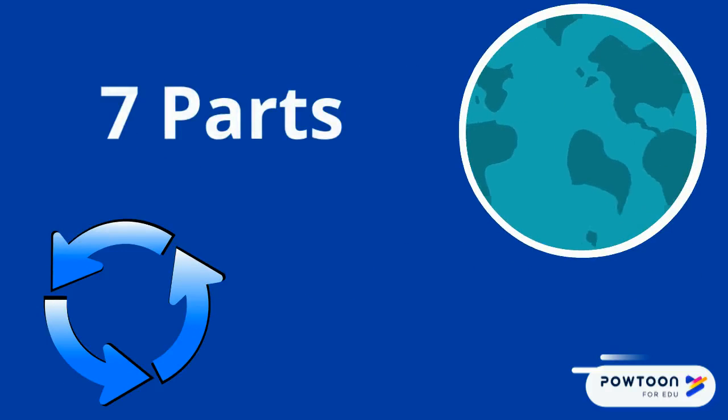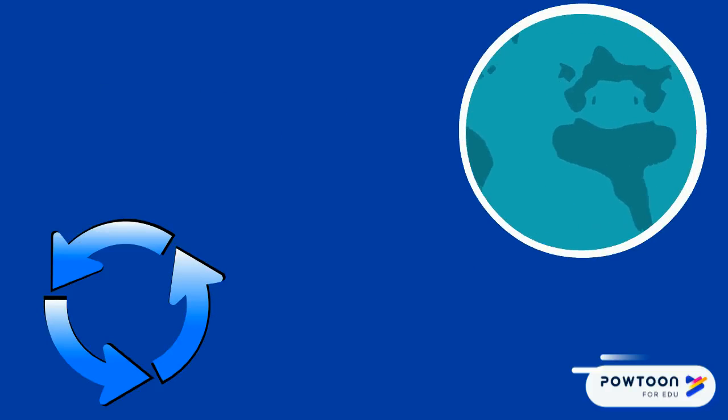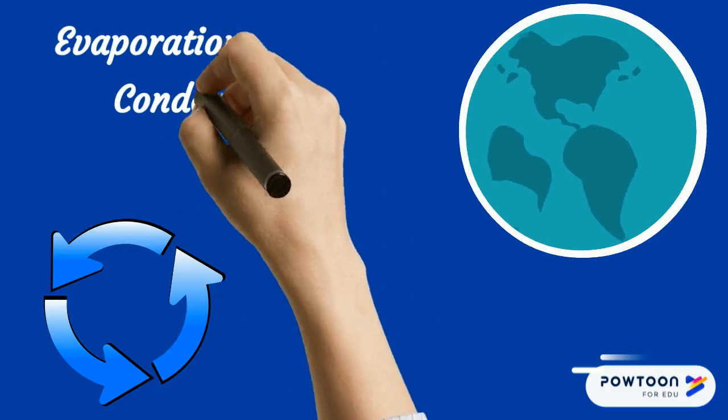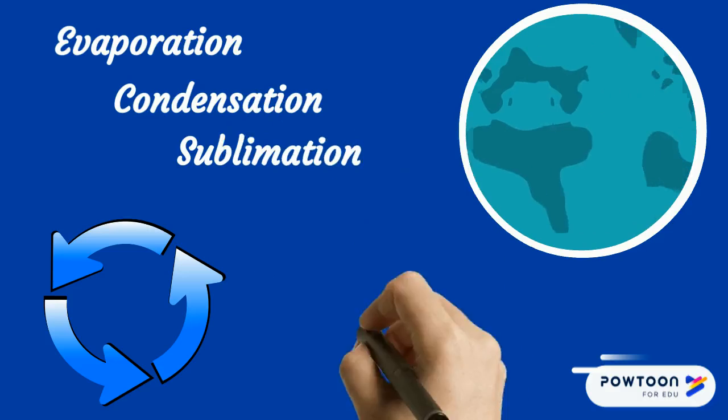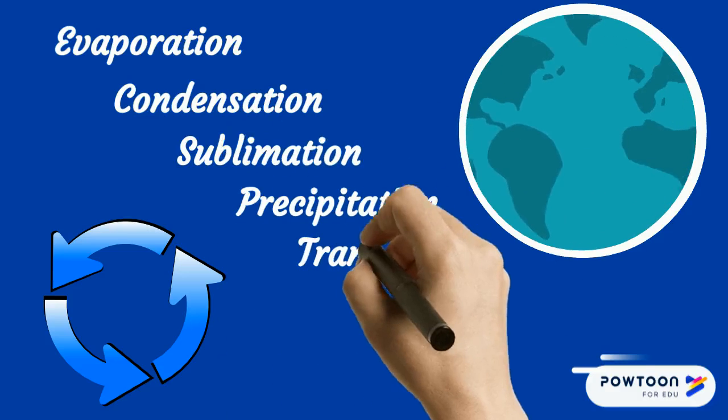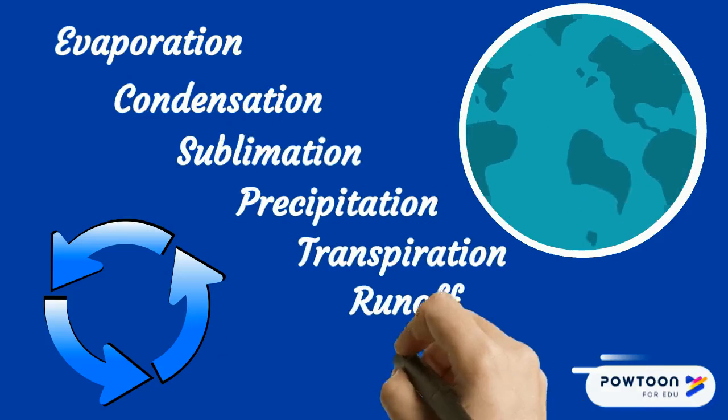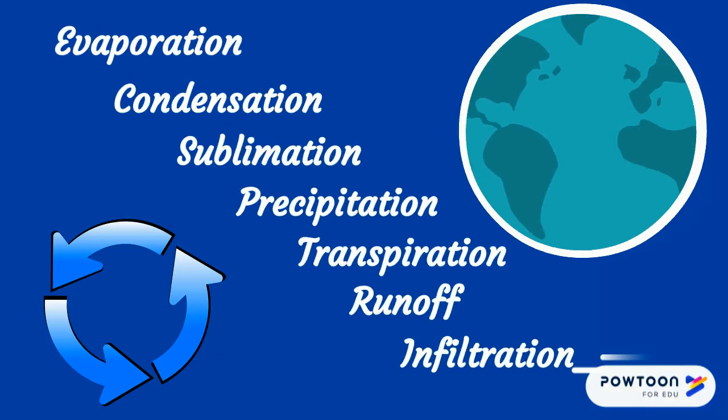The water cycle can be broken down into 7 major parts: evaporation, condensation, sublimation, precipitation, transpiration, runoff, and infiltration. Let's take a look at each one.